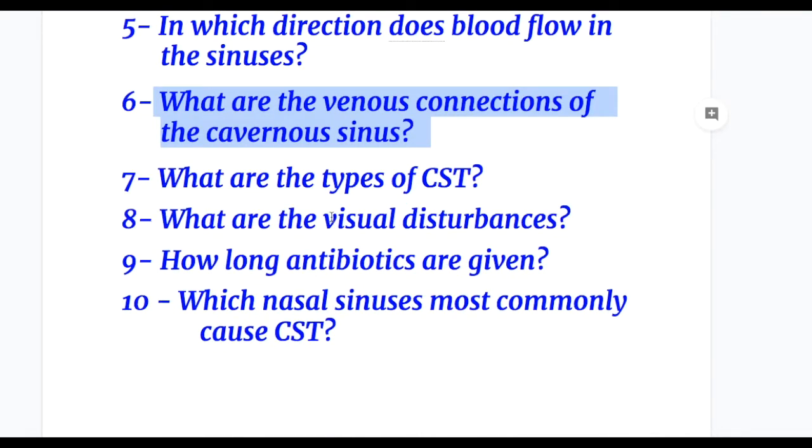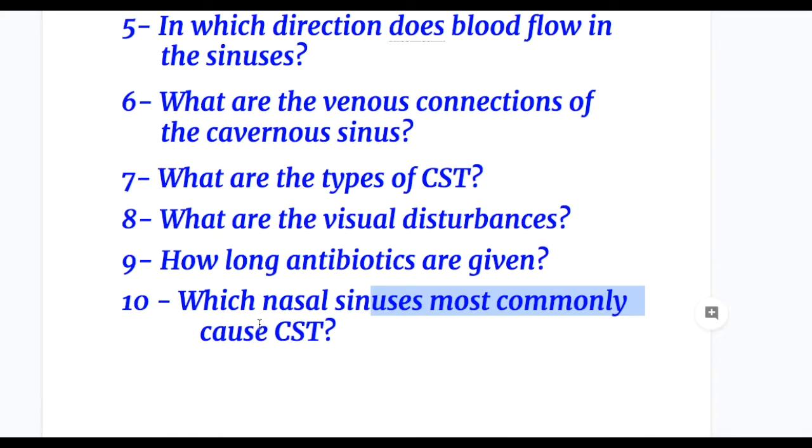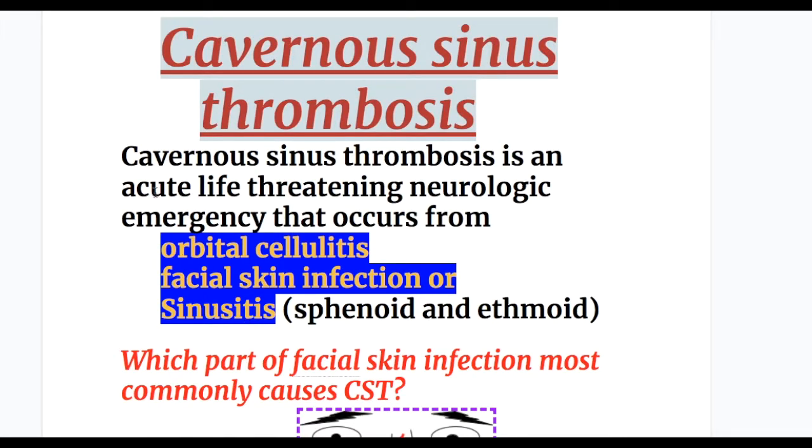Number 8. What are the visual disturbances in cavernous sinus thrombosis? Number 9. How long are antibiotics given in CST? And number 10. Which nasal sinuses most commonly cause cavernous sinus thrombosis? Now let's do the cavernous sinus thrombosis.